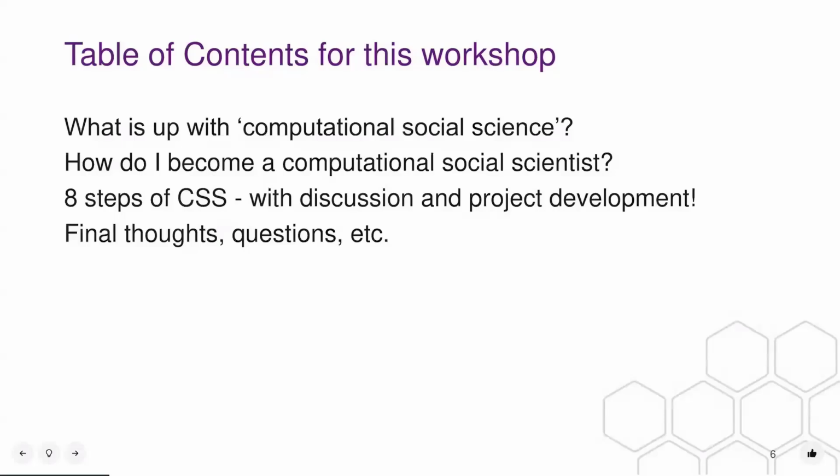In this talk, we're going to be covering three main sections. The first one, we're going to be covering what is up with computational social science. So what does this even mean? Then secondly, we'll look at how do I become a computational social scientist? And then we will go on to the 8 steps of computational social science, which is where we'll have the most interactive part of the workshop and where you can get stuck in sketching out a potential CSS project for yourself. And of course, at the end, there'll be time for final thoughts and any questions that you might have.